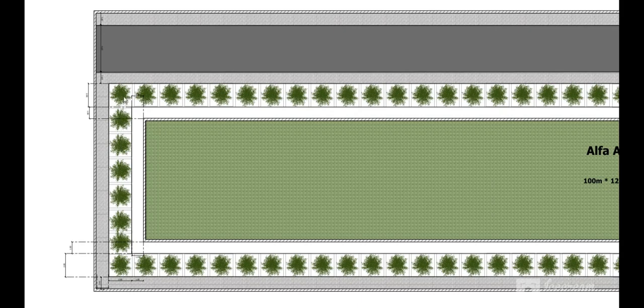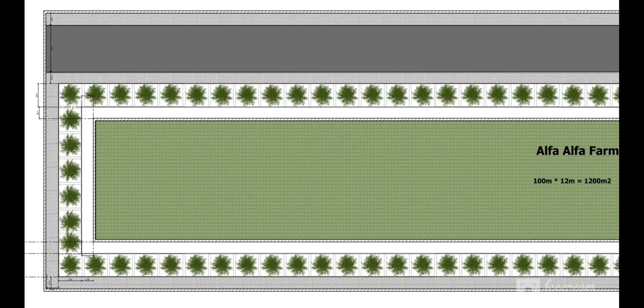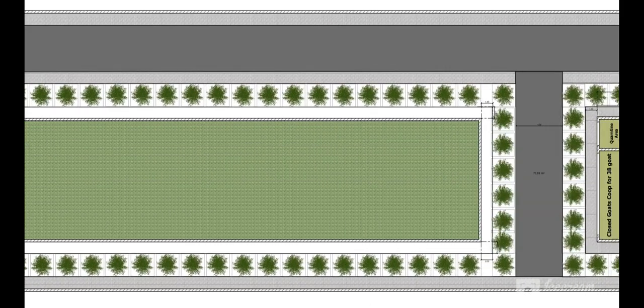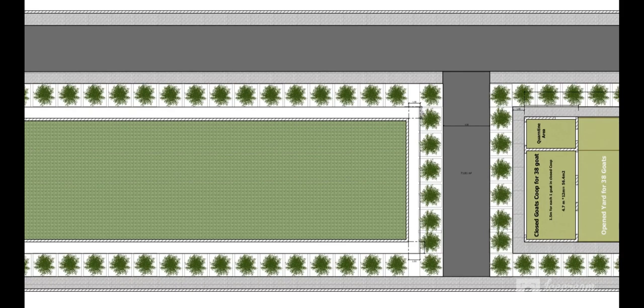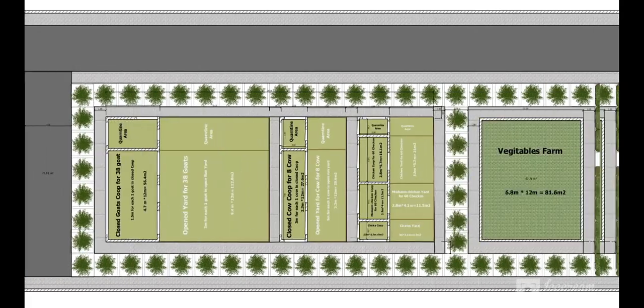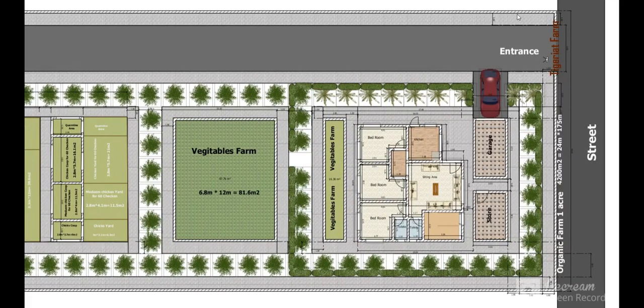I think there is a table you can find on the internet if you search in Google. I think the mango tree is minimum 5 meter and maximum 7 meter between each tree, and also the lemon and orange is about minimum 7 meter. Okay, in our plan, we put it 1 meter from the farm border.